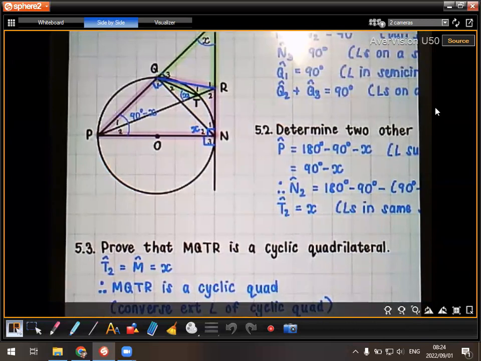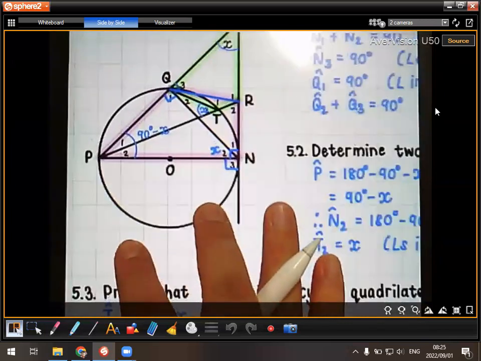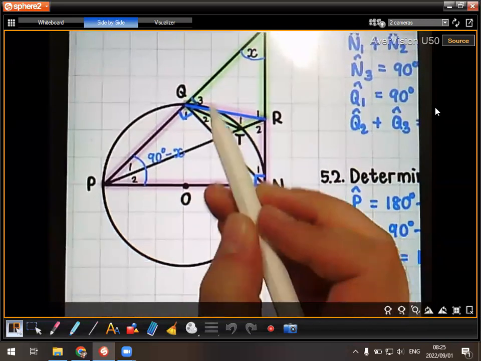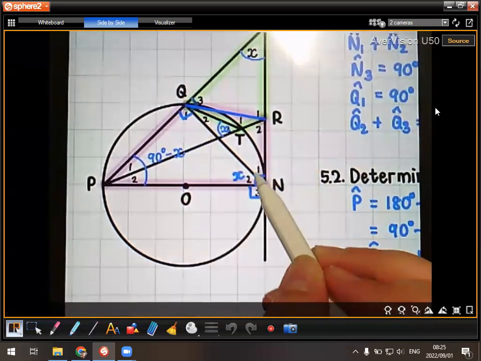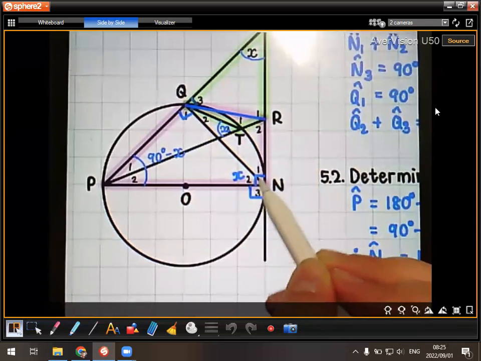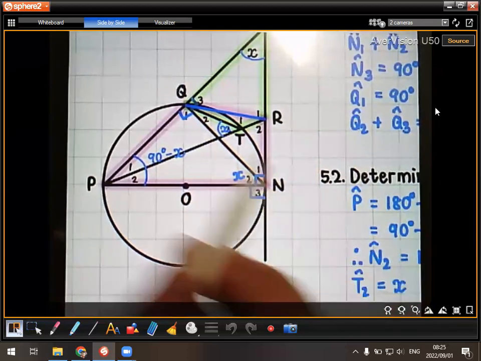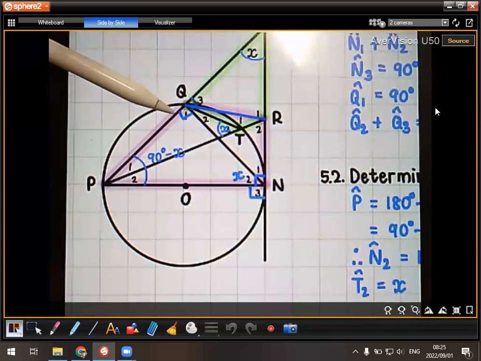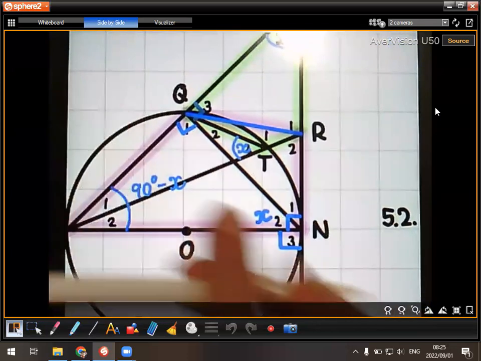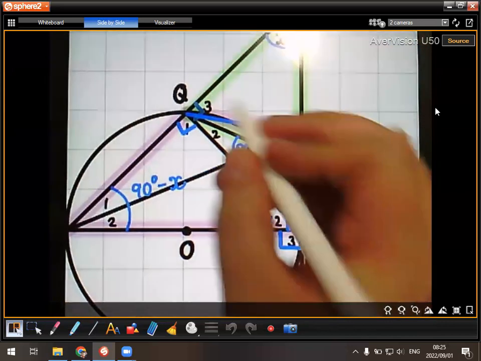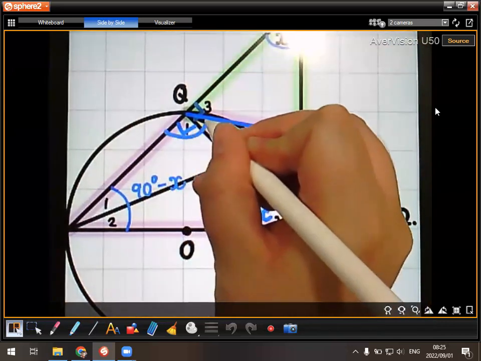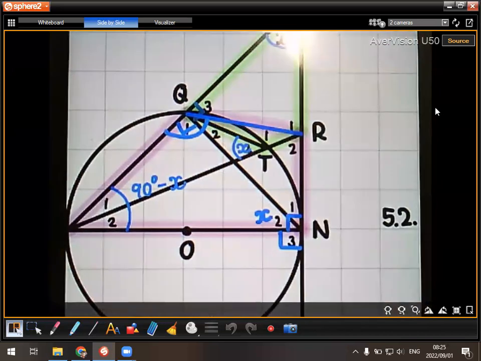Okay, so we now need to say, is this a cyclic quad? Yes or no? But we do actually have some angles here, right? I'm going to zoom in so that you can see very clearly, because there might be a bit of confusion up there. This angle N1 and N2 is 90, right? And then we have that Q1 is also 90. But guys, is Q1 actually the angle in this plot? That whole angle that's opposite to N is actually Q1 plus that section there.